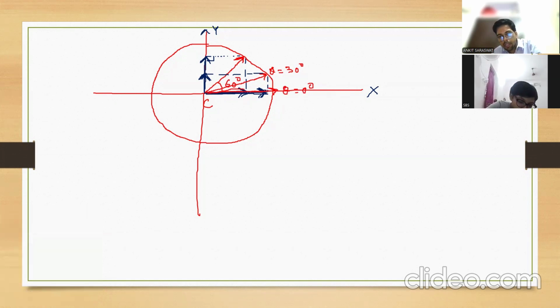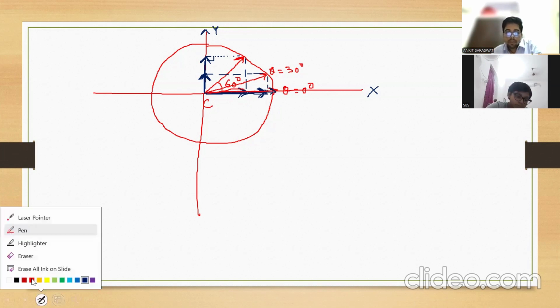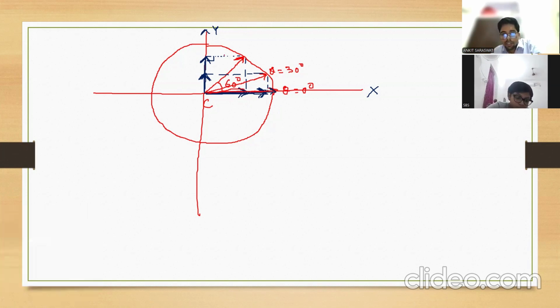Because if you drop a perpendicular on the x-axis, it will be the complete length. But there is no projection you will see on the y-axis. Similarly, if you are increasing theta, for example, more than 60 degrees, like this, let us suppose here the angle is 70 degrees.